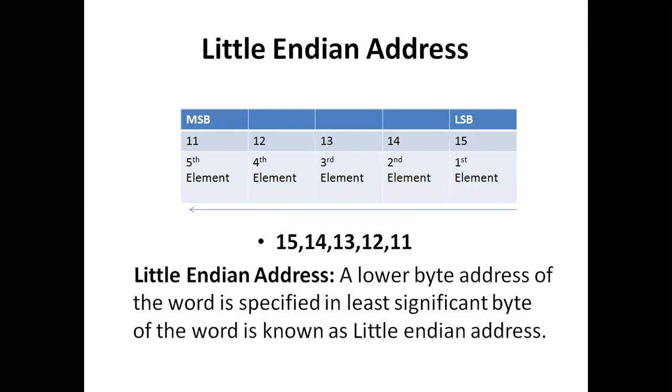If it is a little endian address means the lower byte address of the word is specified in LSB. That means you are going to read the data from LSB. So what about the LSB here? 15 is the LSB. So what about the first element of the little endian system? It is 15. The second element will be 14. The third element will be 13. Fourth element will be 12. Fifth element will be 11.